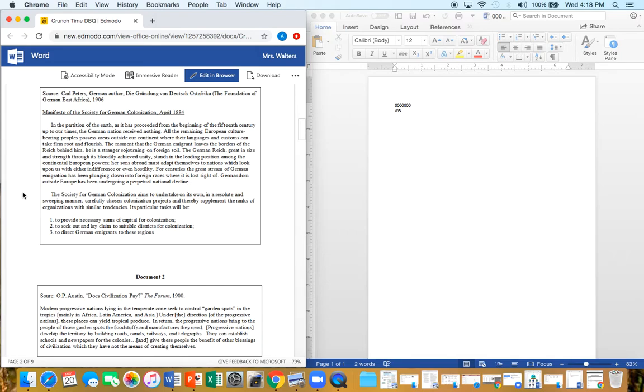So that's one motivation, and the ideology for that would be capitalism or mercantilism, I feel like. Two, to seek out and lay claim to suitable districts for colonization. Three, to direct German immigrants to these regions. Okay, so I feel like the main ideology for him, or for Germany, is competition for foreign soil because so many other European nations have done that.